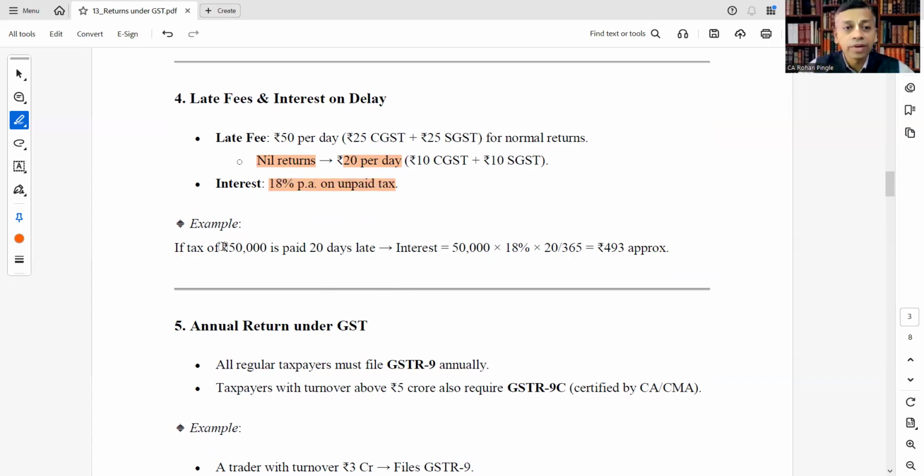Okay, for example, if tax of rupees 50,000 is paid 20 days late, interest will be calculated as 50,000 into 18% for 20 divided by 365 days, rupees 493 approx. This is a calculation example of interest on late payment of tax.